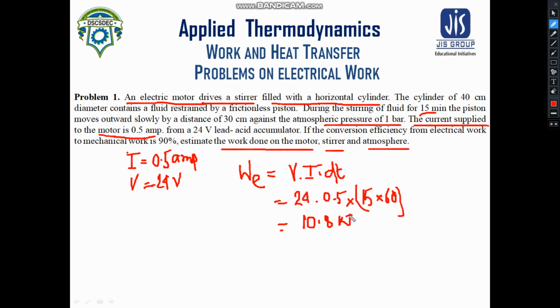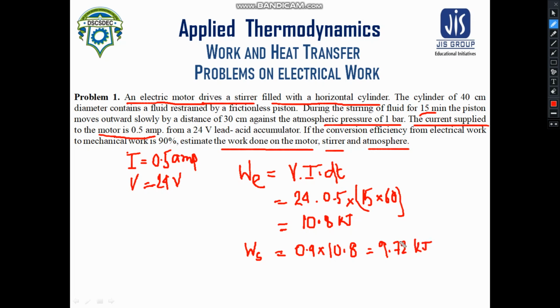Now we have just discussed that 90% of this work done is transmitted to the stirrer. That means if 10.8 kilojoule is the amount of work done on the motor, then the work done on the stirrer will be 90% of 10.8. That means 0.9 into 10.8. That will give us the value of 9.72 kilojoule. That is very simple.